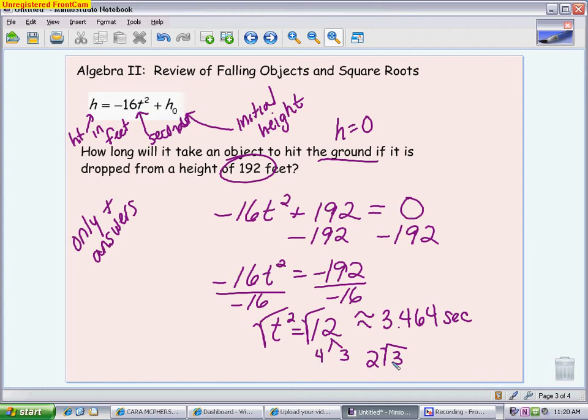However, you will see in these problems the decimal answer is what usually is written because it gives you a better idea of what it actually means. You can actually have an idea of what about 3.5 seconds represents. So we drop this object from 192 feet, start our stopwatch, and it's going to take a little under 3.5 seconds for this object to hit the ground.